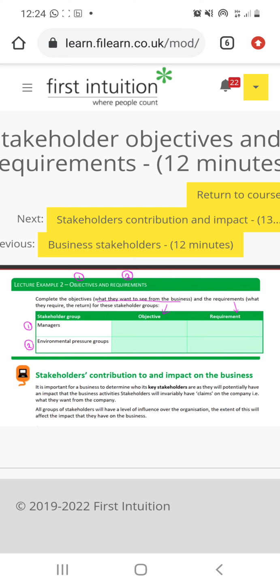So our list on the previous page was not an exhaustive list of stakeholders. We can also add managers and pressure groups. So the managers, they are also employees of the organisation and they want to see a successful business.